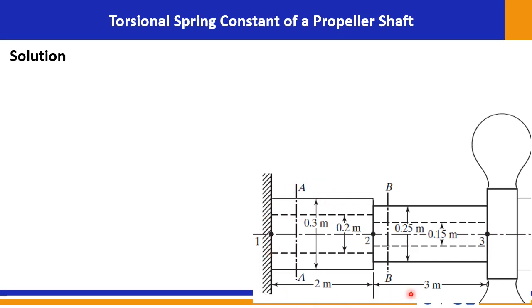The torsional spring constant of the propeller shaft, we are seeing it. We are continuing the same problem from the previous slide. Now we will walk through the solution to determine the torsional spring constant. As we discussed earlier, we need to calculate the torsional spring constant for each section of the shaft, that is for section 1-2 and section 2-3, using the stiffness formula we discussed in the previous slide.